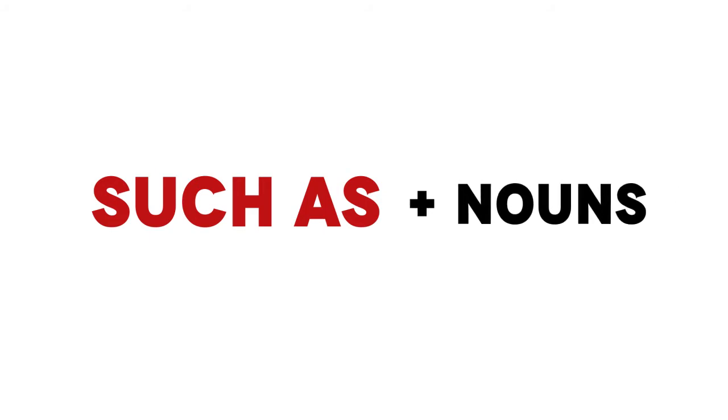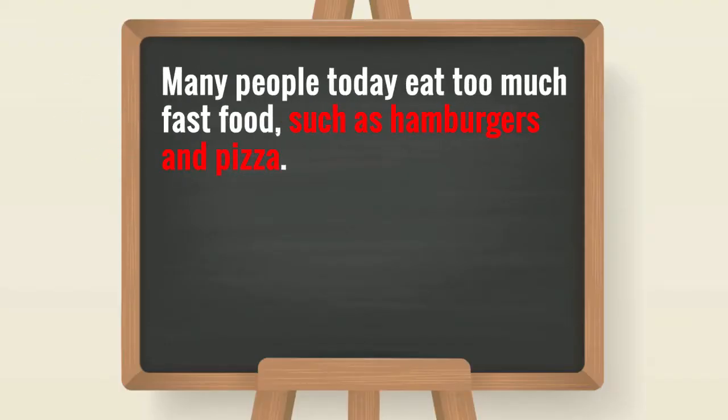There are 5 ways to put good examples in an IELTS essay. Number 1, to use "such as". So when you want to use such as, you have to put nouns after it. Like here in the example, many people today eat too much fast food, comma, such as hamburgers and pizza. So now as you can see, after such as, you put hamburgers and pizza, or nouns, I mean.